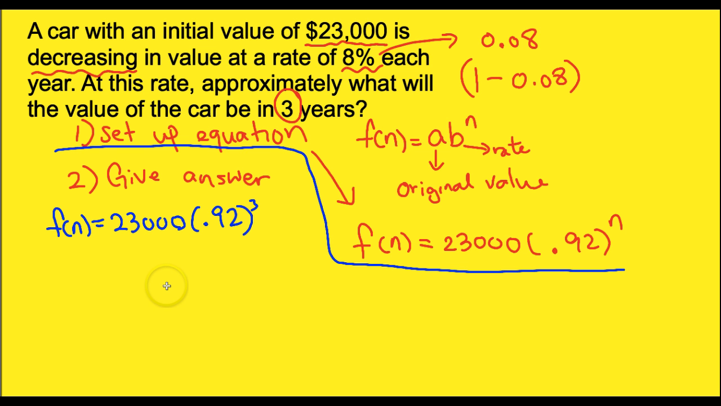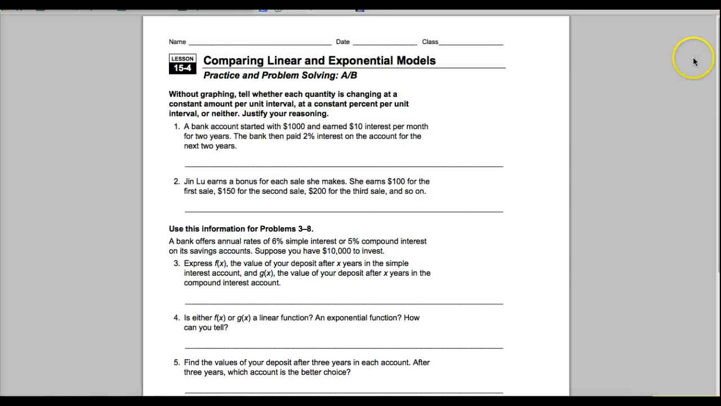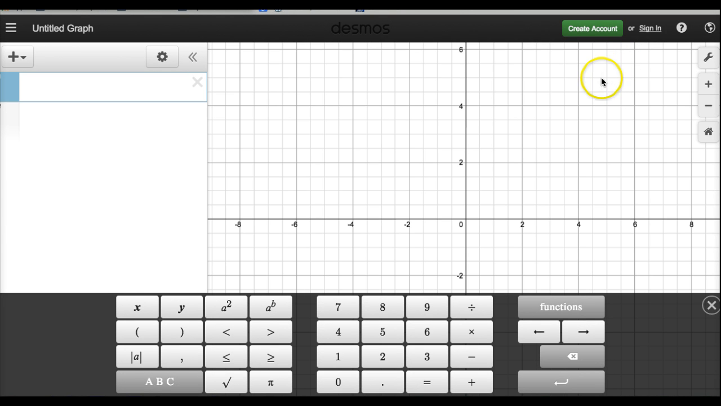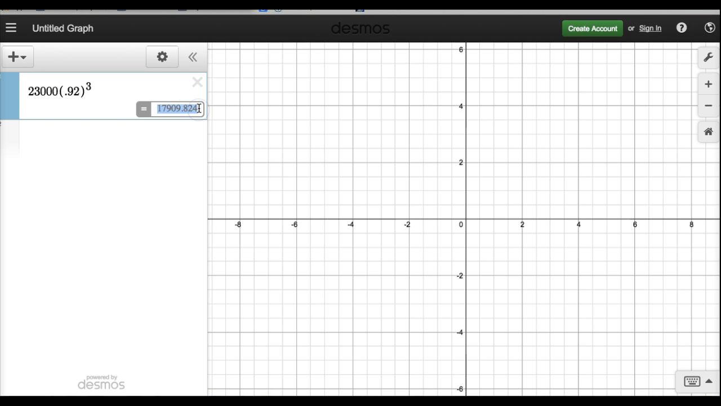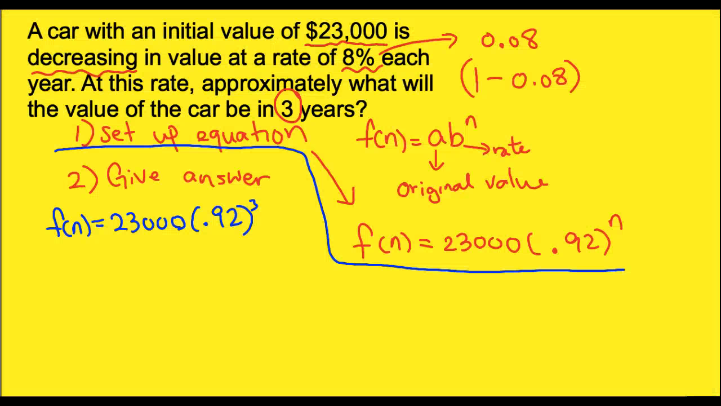So for you to solve this, what do you have to do? You just have to plug it into your Desmos. And of course, you can use it on the day of the test. That's the whole purpose of me showing you how to use it, right? So I go into my Desmos calculator and I put 23,000, and then I open up my parentheses and put 0.92 raised to the power of 3. Of course, it will give me the answer right away. And there you go. I just highlighted and copied the answer, because I want to go ahead and paste it here.